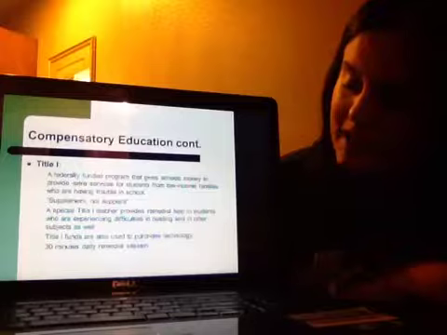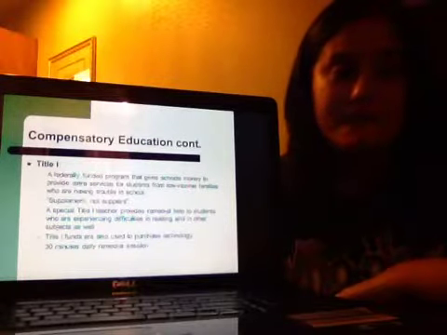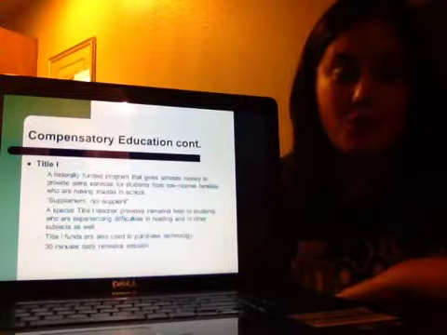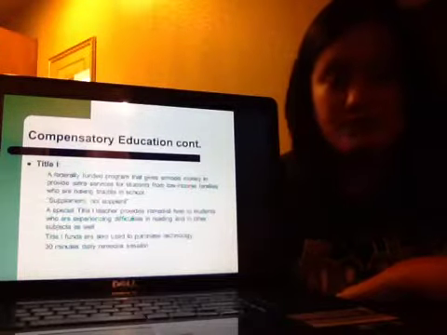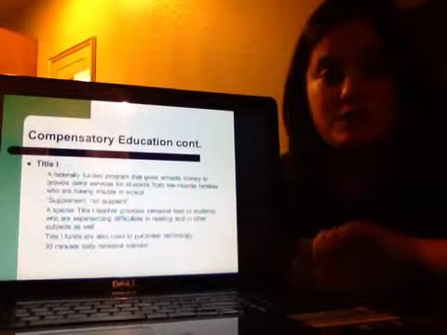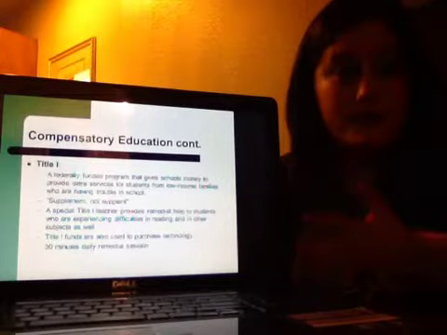Supplement, not supplant, means that the money that is given to the school from the government is only used for Title I programs. It's not to give teachers raises or anything like that. They want it used specifically for the reason why they're giving the school the money.